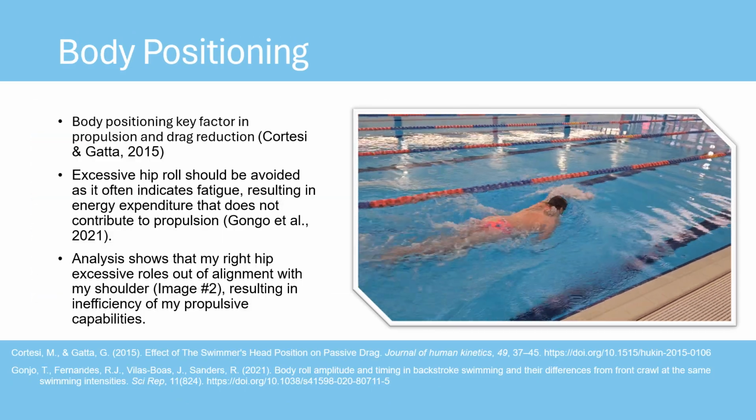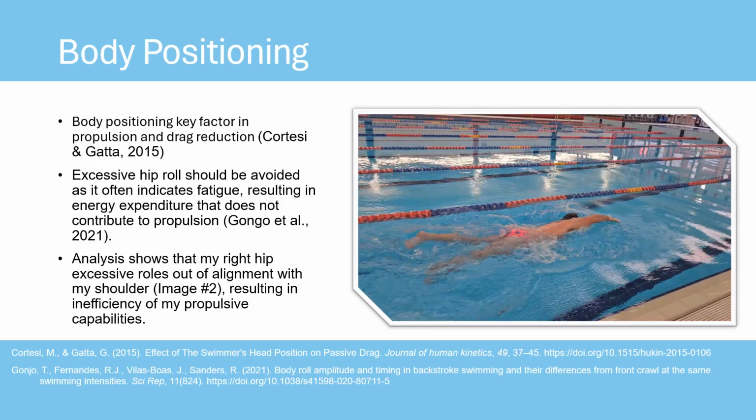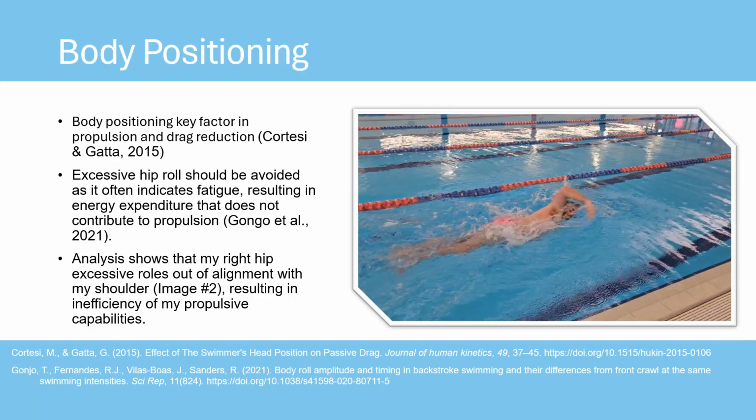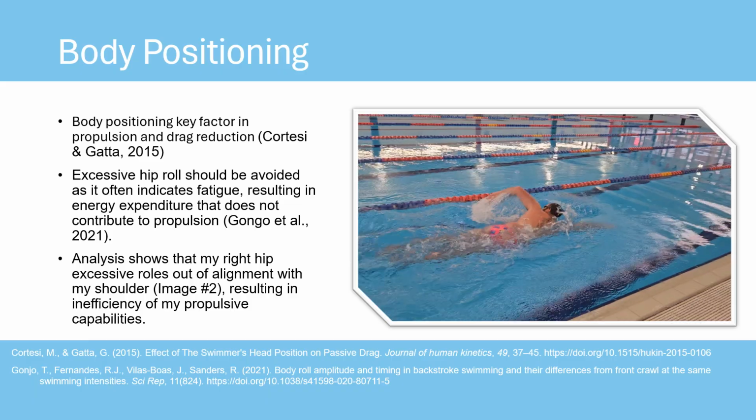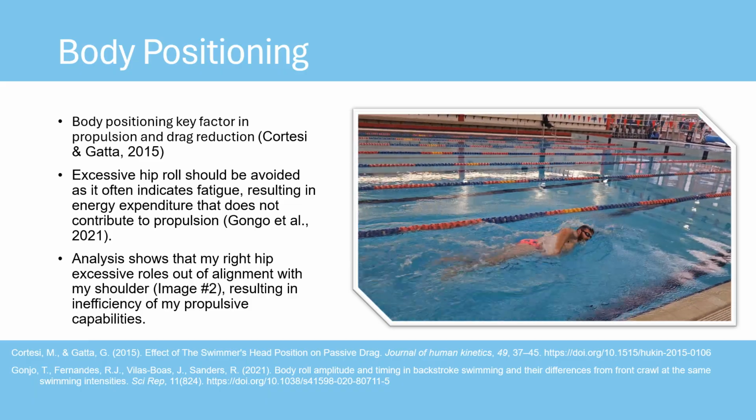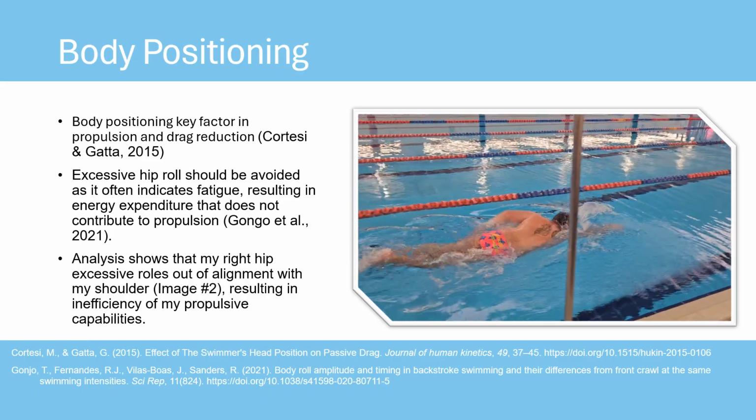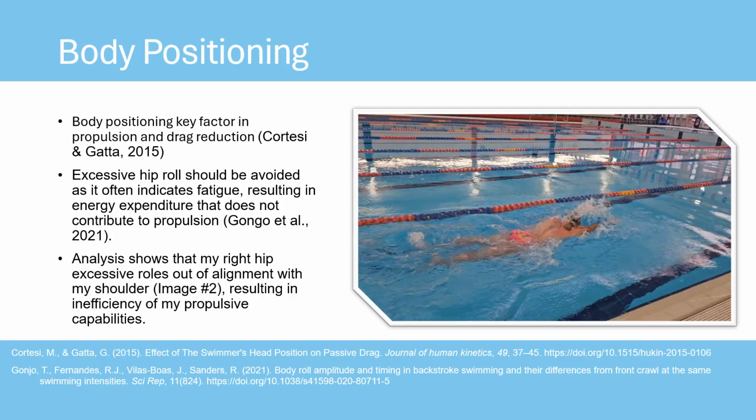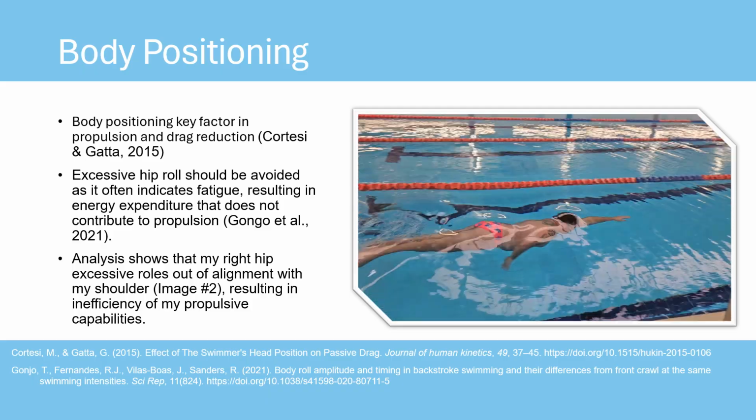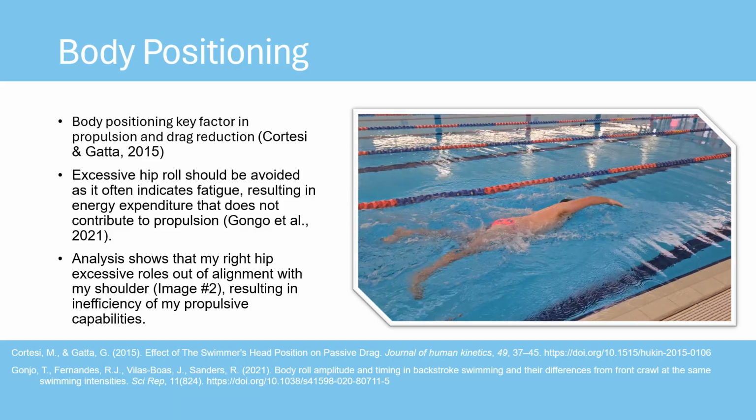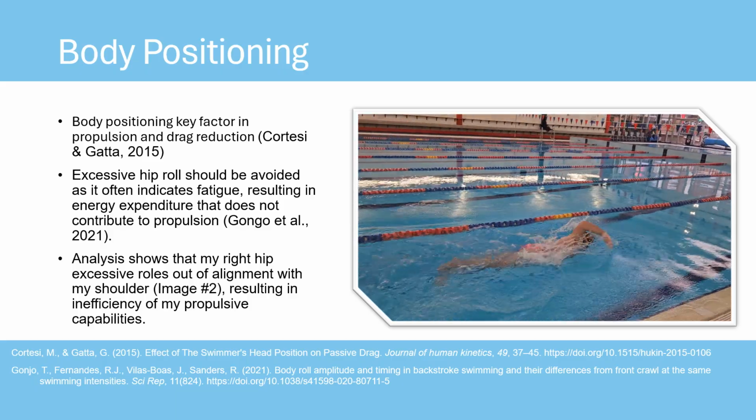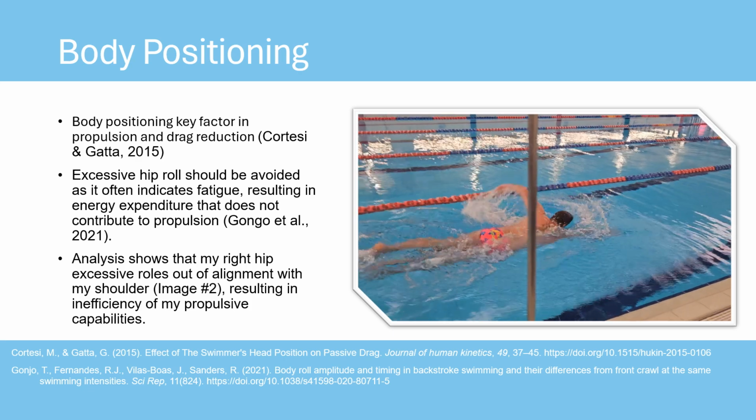As noted with head positioning, body positioning, in particular what Gongo defines as whole body roll, is a key factor in propulsion and drag reduction. Gongo continues to note that shoulder roll is conducive with improved swimming performance and that the hips should remain aligned with the exception of high velocity swimming. However, Gongo continues to note that excessive hip roll is often a sign of fatigue and results in wasted energy expenditure that does not contribute to propulsion.